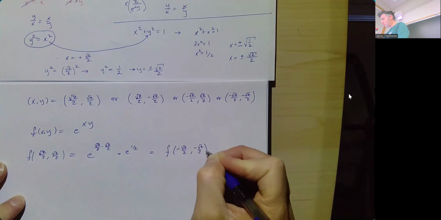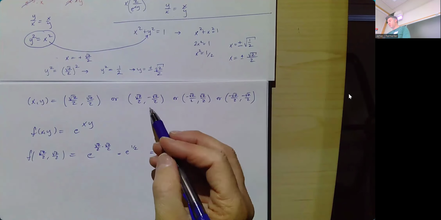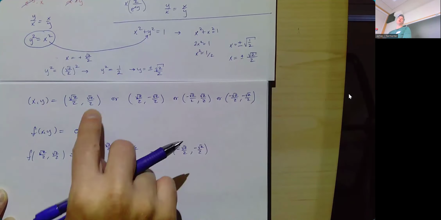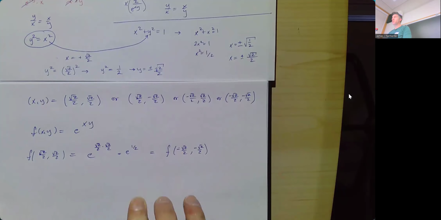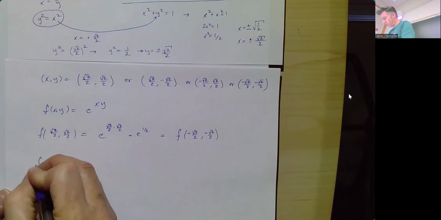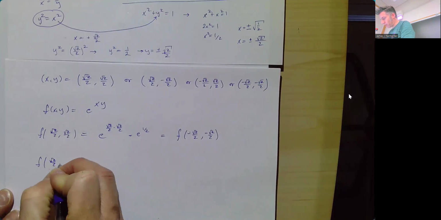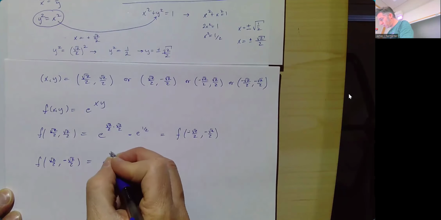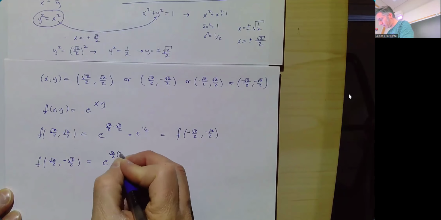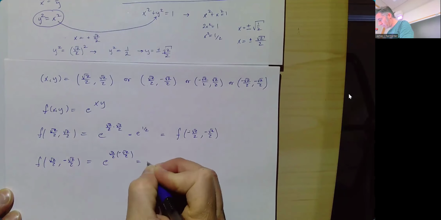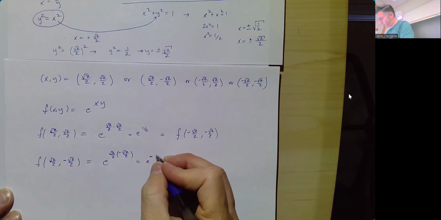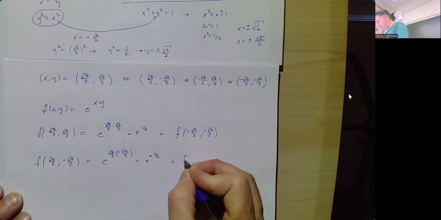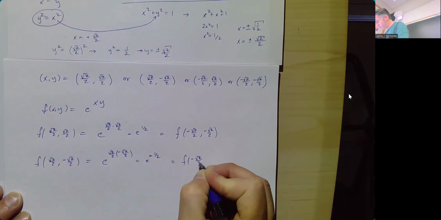Do we think the other 2 points will yield the same value? Not the same as what I've written, I mean the same as each other. I think we do. Let's find out. We do f of root 2 over 2, comma negative root 2 over 2. We're going to get e to the root 2 over 2 times negative root 2 over 2, which is going to be e to the negative 2 over 4, or e to the negative 1/2. And that will be the same as if we do f of negative root 2 over 2, comma root 2 over 2.